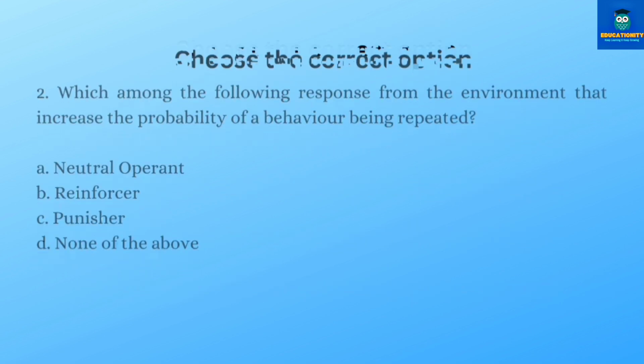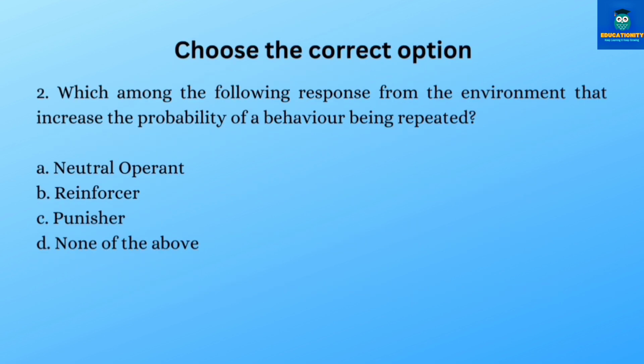Next question. Which among the following response from the environment that increase the probability of a behavior being repeated? A. Neutral operant. B. Reinforcer. C. Punisher. D. None of the above. And the correct answer is B. Reinforcer.